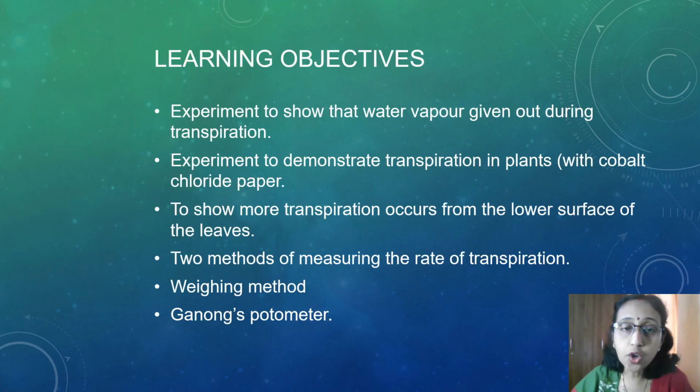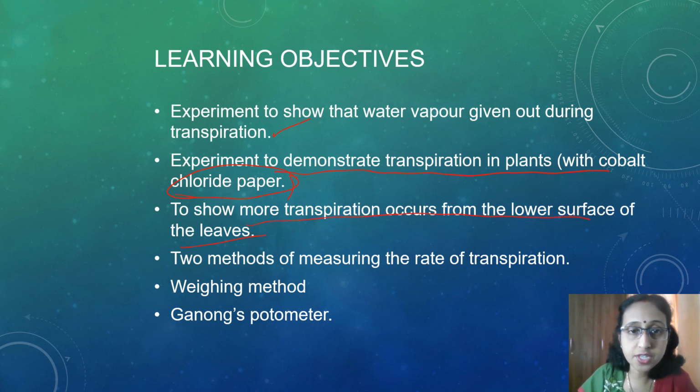So what are the learning objectives of today's lesson? At the end of this lesson, we will know the experiments to show that water vapor is given out during transpiration, to demonstrate transpiration in plants with cobalt chloride paper, and to show that more transpiration occurs from the lower surface of the leaves. The first experiment will show that transpiration is happening in plants, and we are proving it with an experiment.